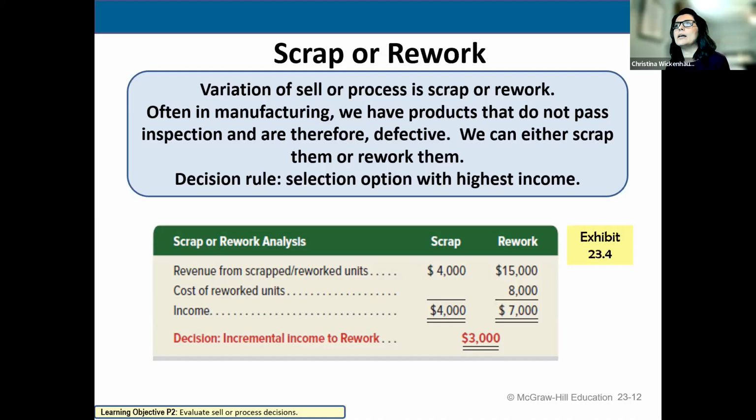So they have $4,000 coming in if they scrap it. They maybe take it to a recycling center or something like that. They're going to buy it as scrap for $4,000. But if we take the time to rework it, it's going to give us $15,000. So we're seeing about an $11,000 increase in revenue and only an additional $8,000 of additional costs. So it's going to give us net income of $3,000.